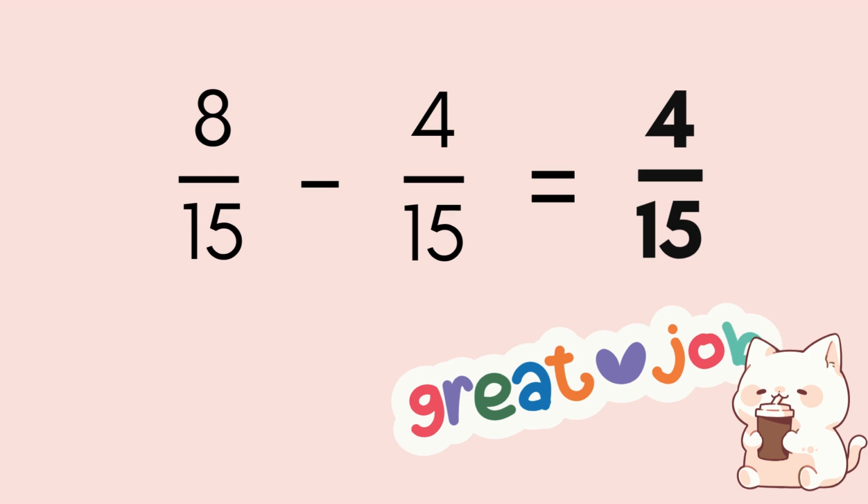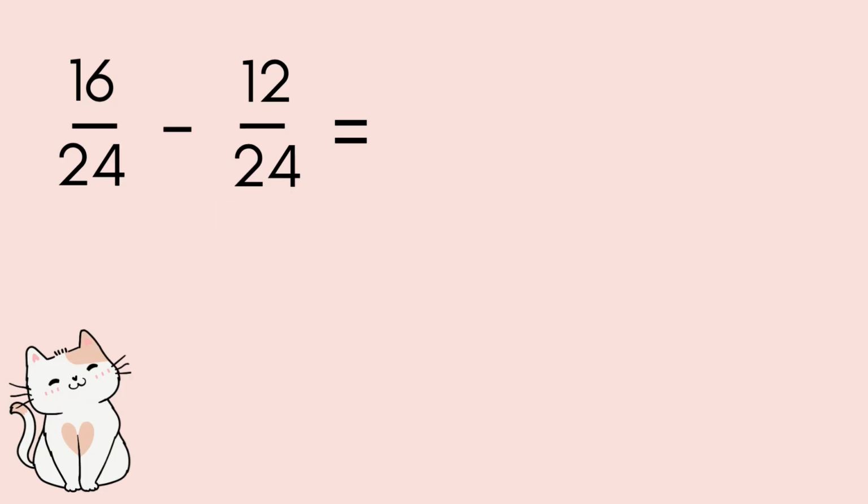Great job! Here's another one for practice. What is 16 over 24 minus 12 over 24? Let's subtract 16 minus 12. That's equal to 4. And we keep the denominator, 24. So we get 4 over 24.